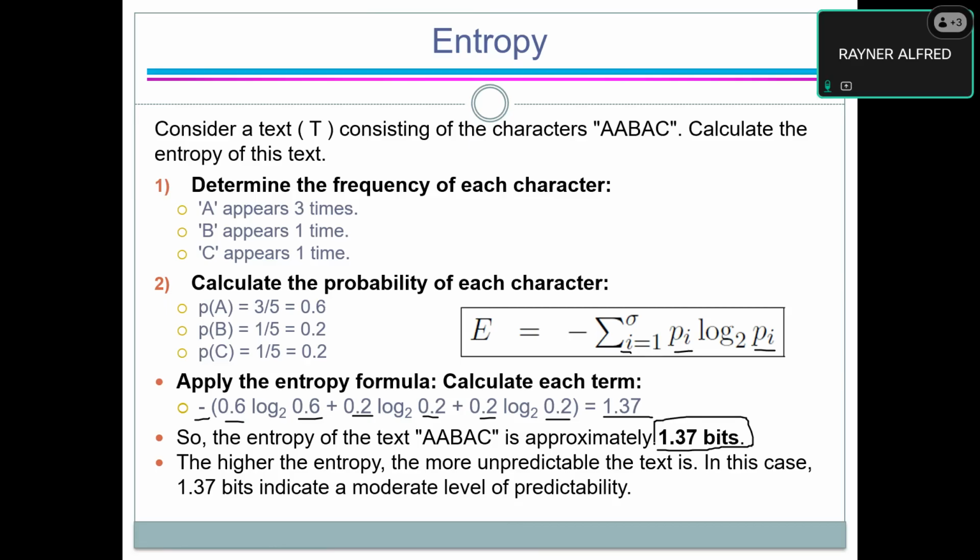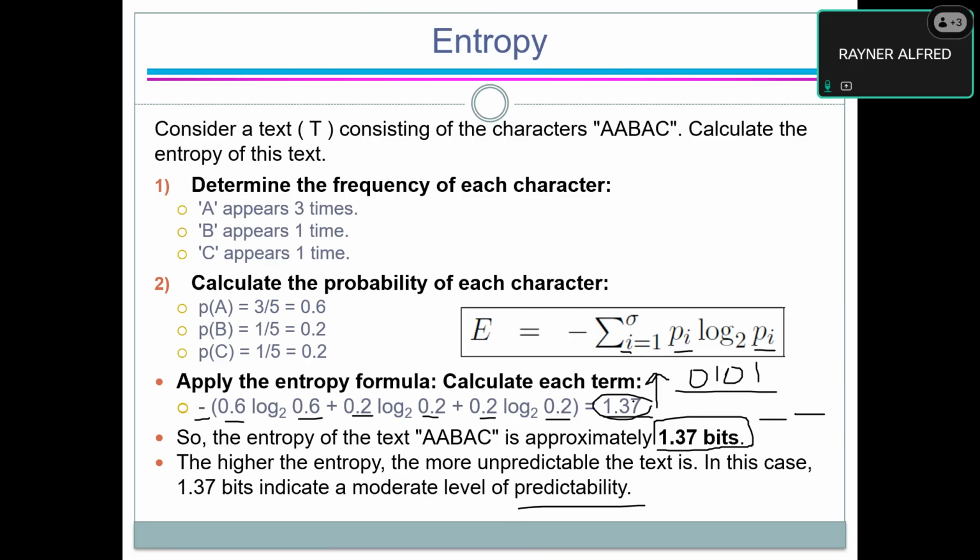So bits is the number of bits. Remember that we have binary 0, 1, 0, 1. So the higher the entropy, the more unpredictable the text is, which means there can be more meaning. In this case, 1.37 bits indicates a moderate level of predictability. So if you have high entropy here, that means it carries more meaning.